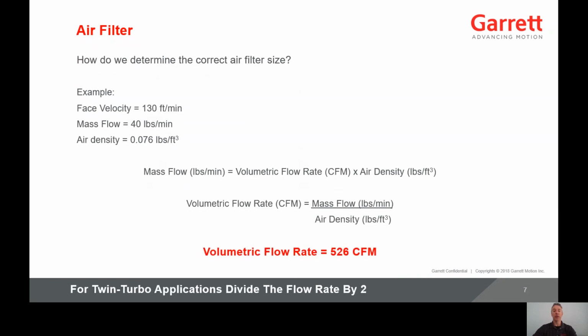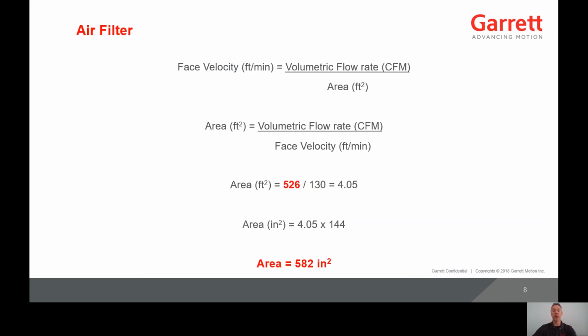How do we determine the correct air filter size? For this example, the face velocity equals 130 feet per minute. The mass flow for our 400 horsepower application is 40 pounds per minute, and air density at sea level. The formula that we're going to use: mass flow equals volumetric flow rate times air density. We want to solve for the volumetric flow rate, so this equals the mass flow divided by air density. Using the values for our example, the volumetric flow rate would equal 526 cubic feet per minute. If you have a twin turbo application, you would divide that flow rate by 2. Now we need to solve for the area.